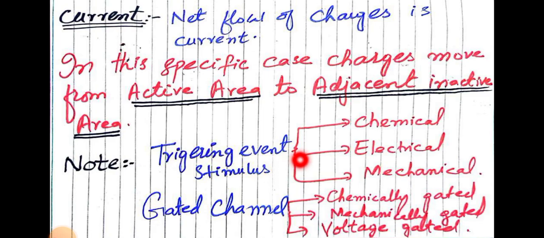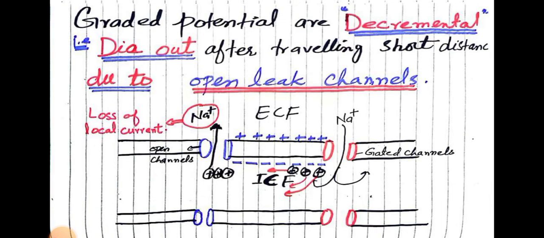As I have already told you, the triggering event can be a chemical, electrical, or mechanical stimulus. And correspondingly, if the stimulus is chemical, the channel would be a chemically gated channel. If the stimulus is electrical, then the channel will be a voltage gated channel. And if the stimulus is mechanical, then the gated channel would be a mechanically gated channel.